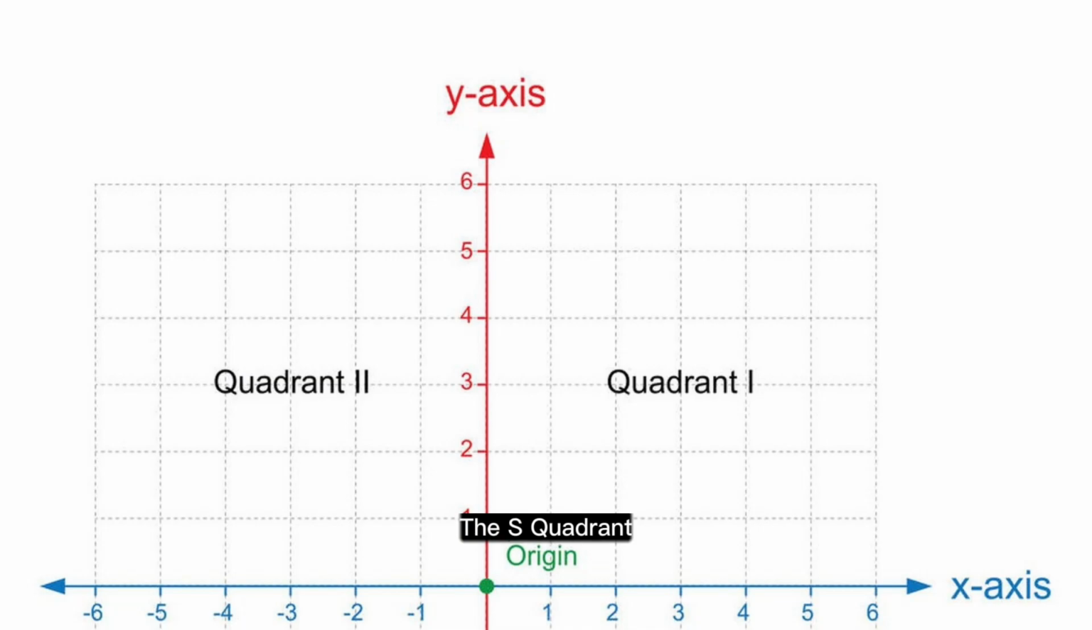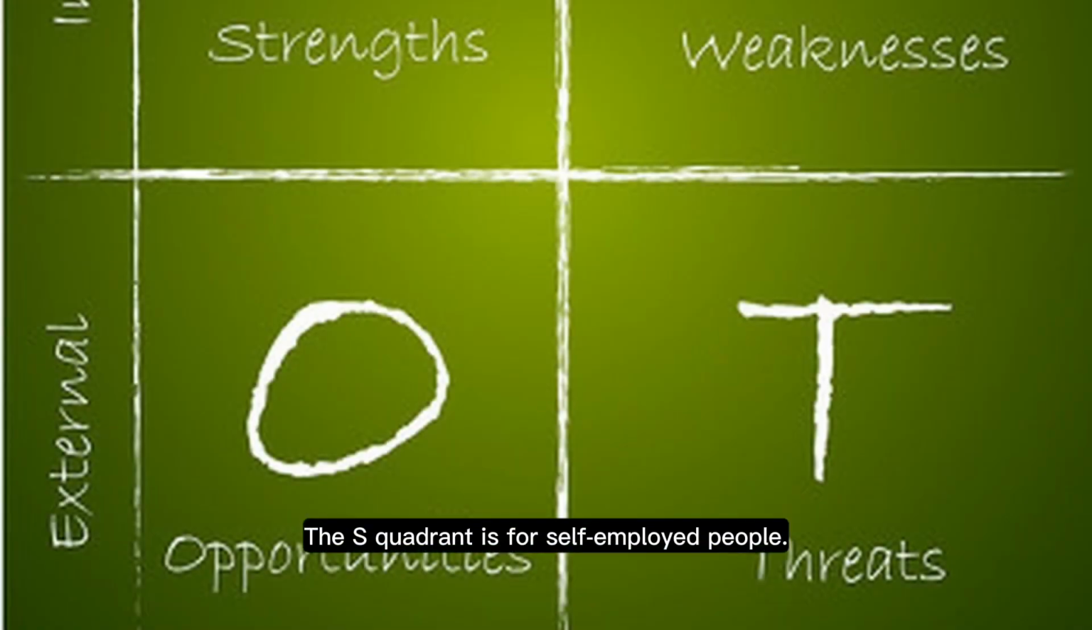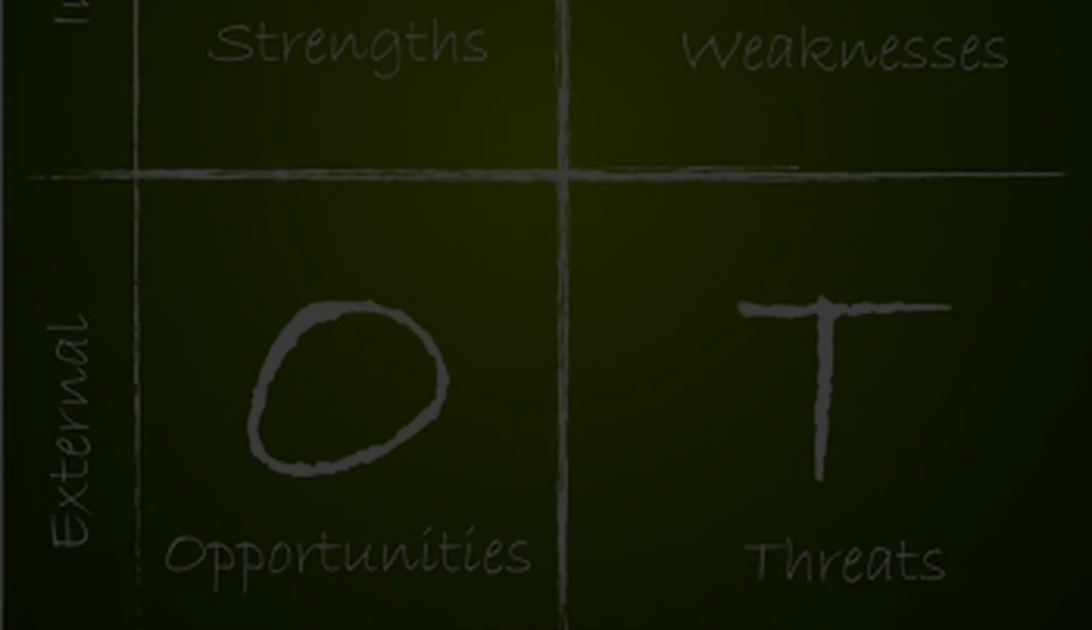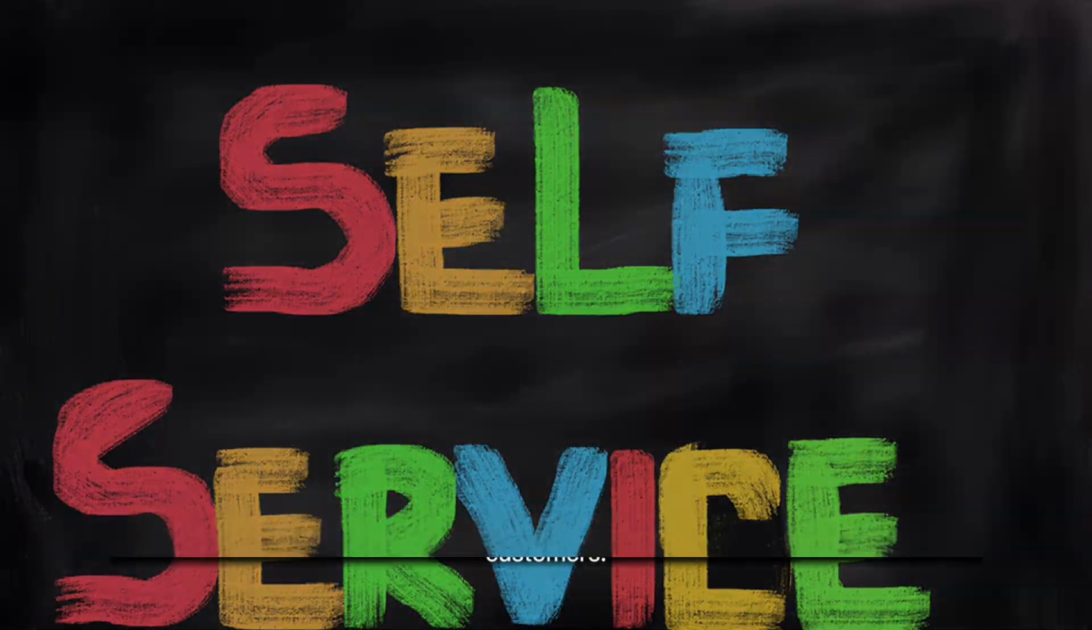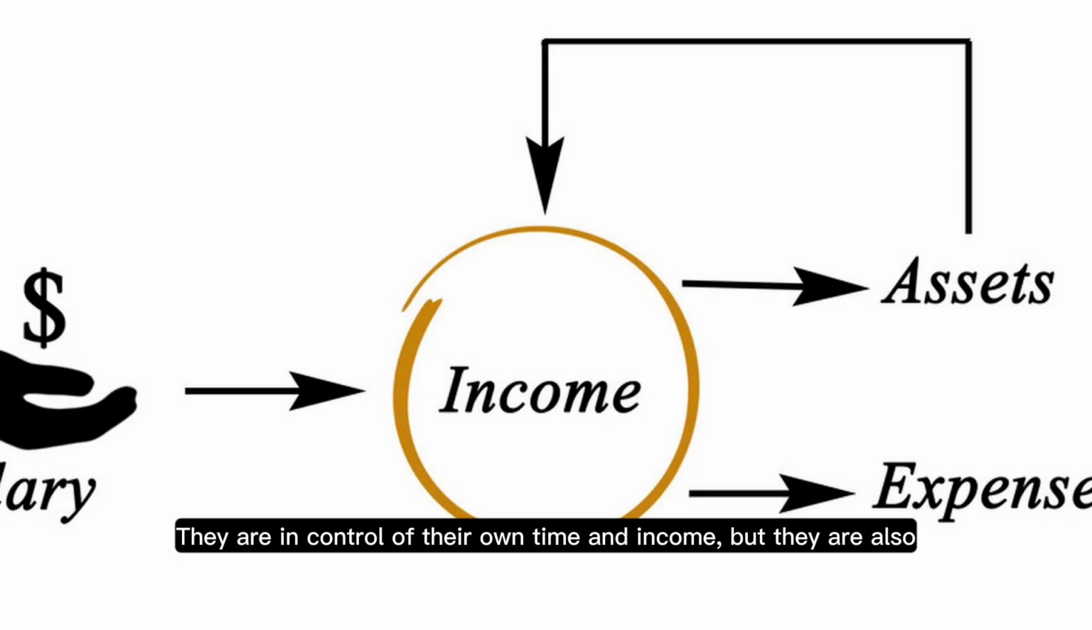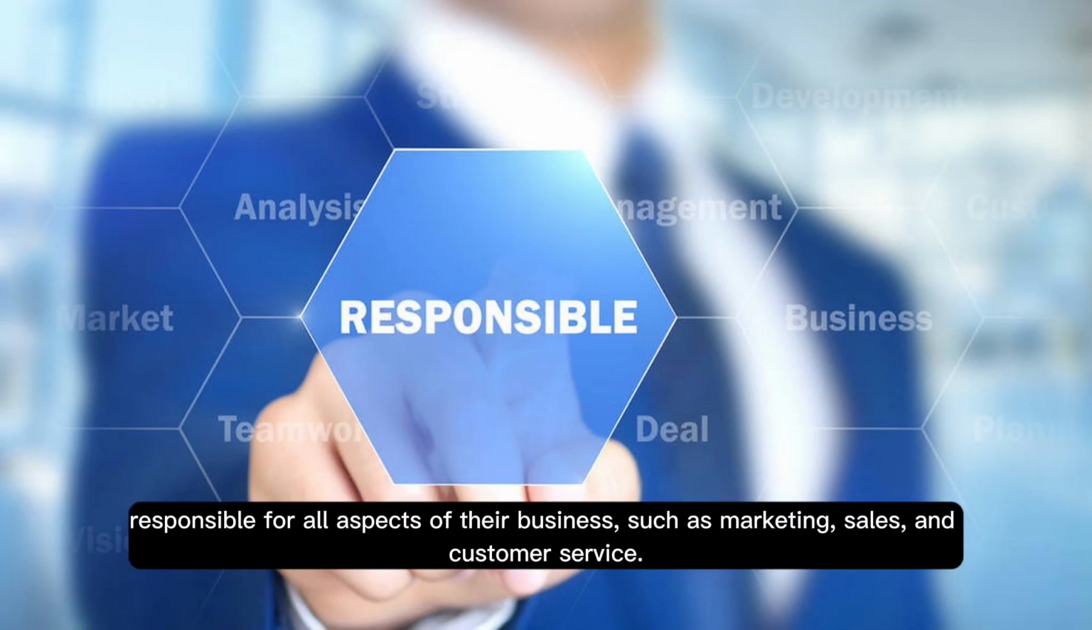The S Quadrant. The S Quadrant is for self-employed people. Self-employed people earn income by providing services or products directly to customers. They are in control of their own time and income, but they are also responsible for all aspects of their business, such as marketing, sales, and customer service.